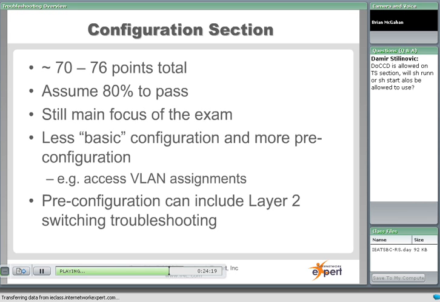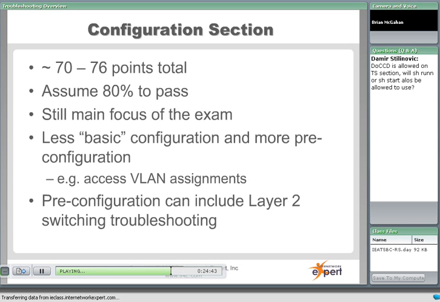So definitely this is still going to be the main focus of the exam. You can't shortcut this by skipping over technologies and just praying that you're not going to get them in this section. But the key change, in order to make this section a little bit shorter than it has been in the past, is that there will be more basic configuration for the core topics of the exam.